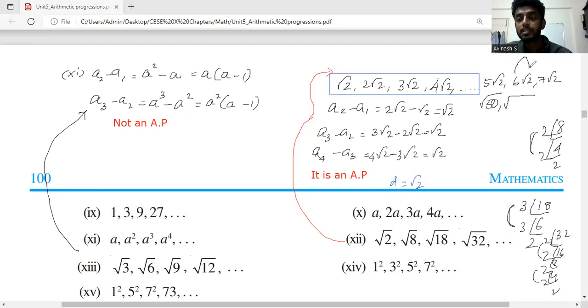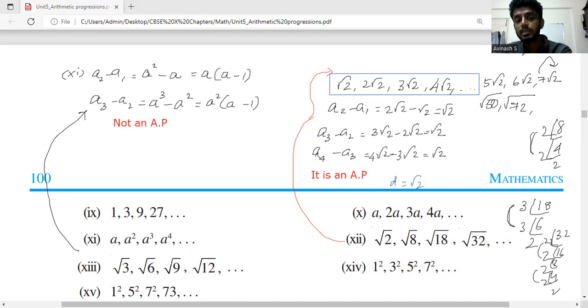Similarly, when this 6 goes inside, it becomes 36. Because in the root, if we have 2 6, we are bringing 1 6 outside. Outside, if you have 1 6, you're taking 2 6 inside. So 6 times 6 is 36, and there is one more 2. So that will become 72.